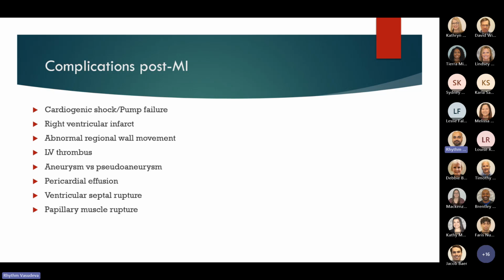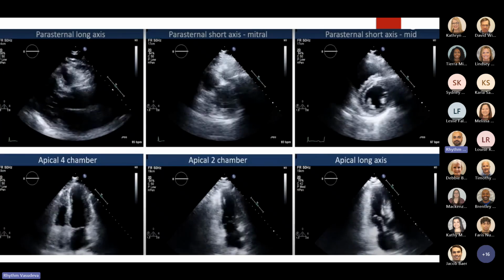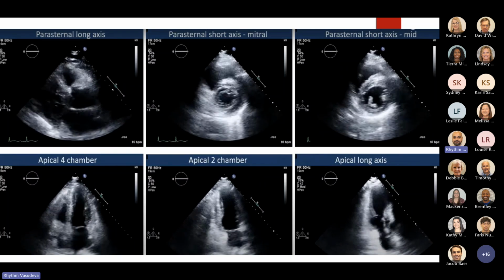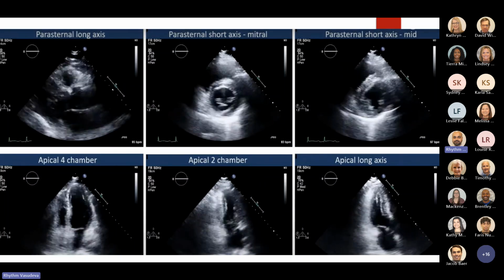And then abnormal regional wall movement is something I put as a complication post-MI, because there are some wall motion abnormalities that deserve particular attention, which we'll discuss. We talked about LV thrombus. It's important to distinguish aneurysms from pseudoaneurysms, and we'll look at a few images there. Pericardial effusion, and what that means and when we really care. And then a VSD rupture and a papillary muscle rupture. So in no particular order, we're just going to go at this. If anyone wants to give it a shot.